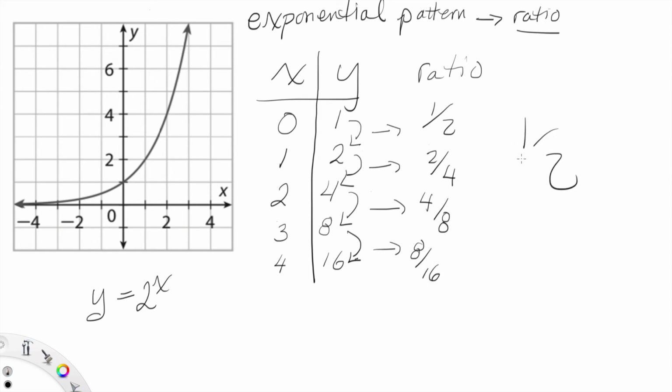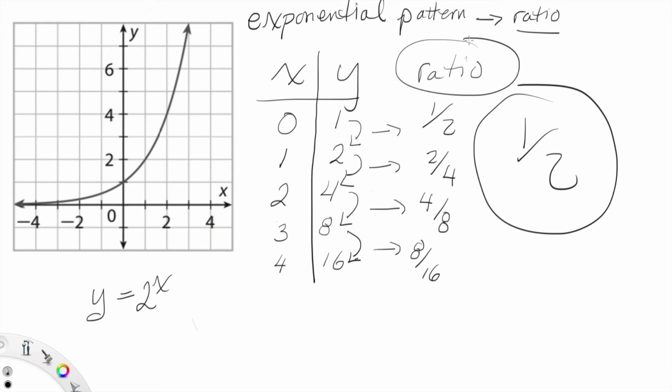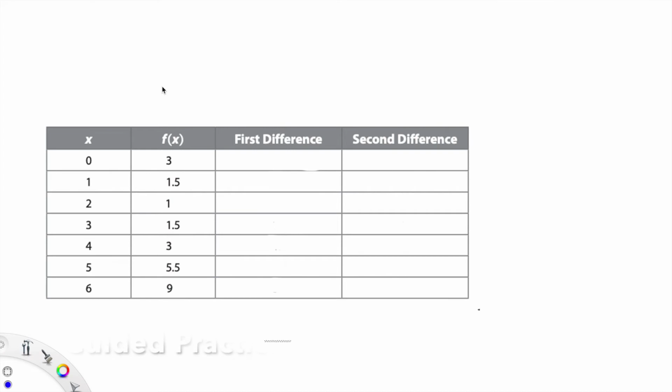So for all of these, the ratio is 1/2. If a function is going to follow the exponential pattern, these ratios will always be close to the same value. So here we go. Our task now is to be able to tell if this is linear, quadratic, or exponential, not by looking at the graph, but just by looking at the numbers. So here we have a data set.